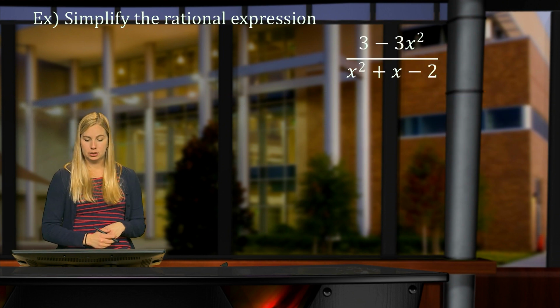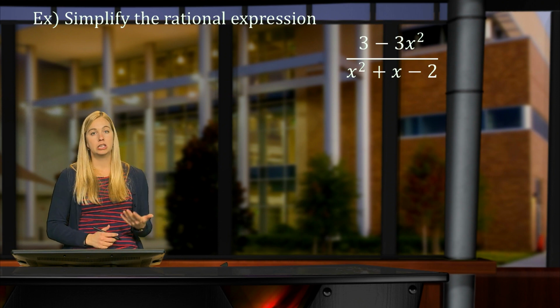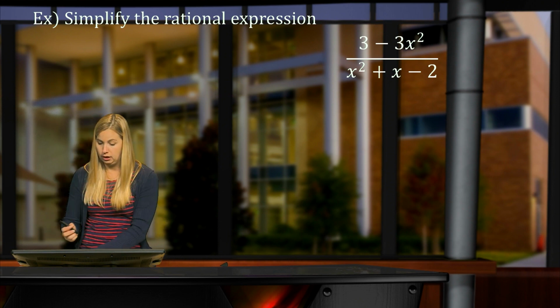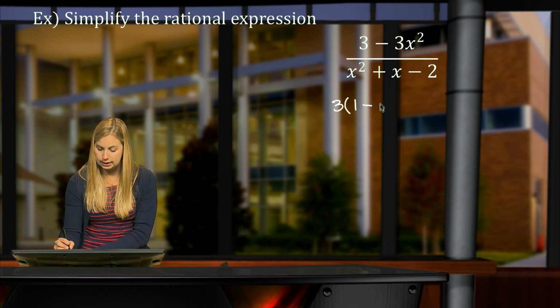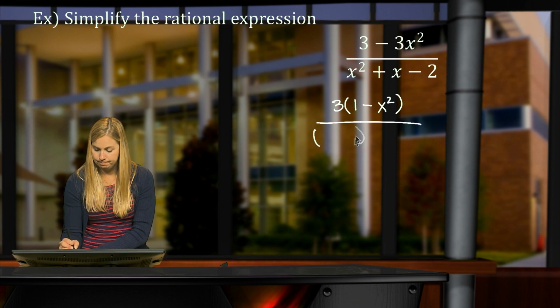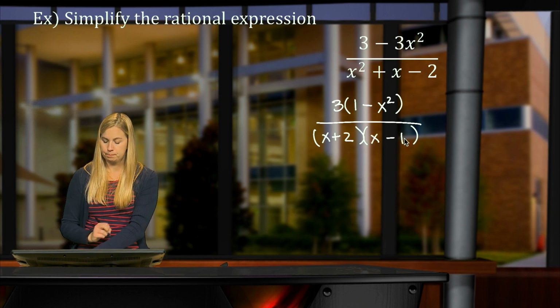3 minus 3x squared divided by x squared plus x minus 2. Again, let's start by factoring everything. We can factor out a 3 in the numerator, 1 minus x squared, divided by x plus 2 times x minus 1.